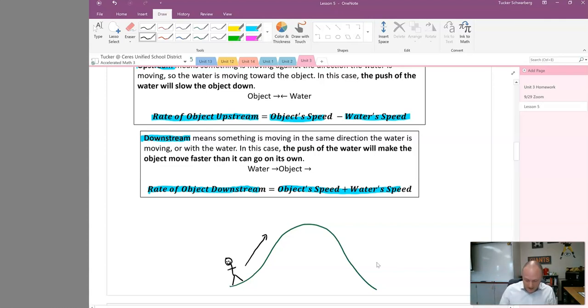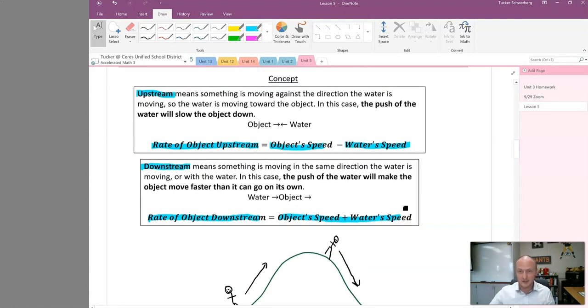Whereas if I'm at the top of the hill, assuming I don't fall down, I'm running downwards. What's going to happen to me when I run downhill? Well, you're going to go faster, right? Because you're working with gravity. Okay, so just some conceptual understanding there.